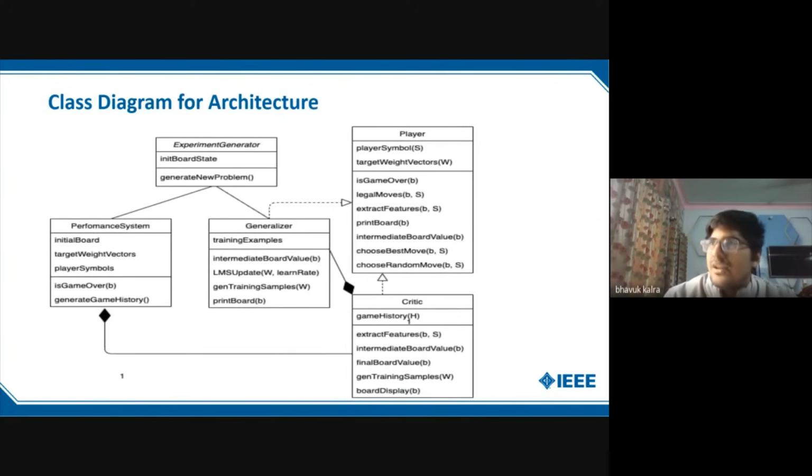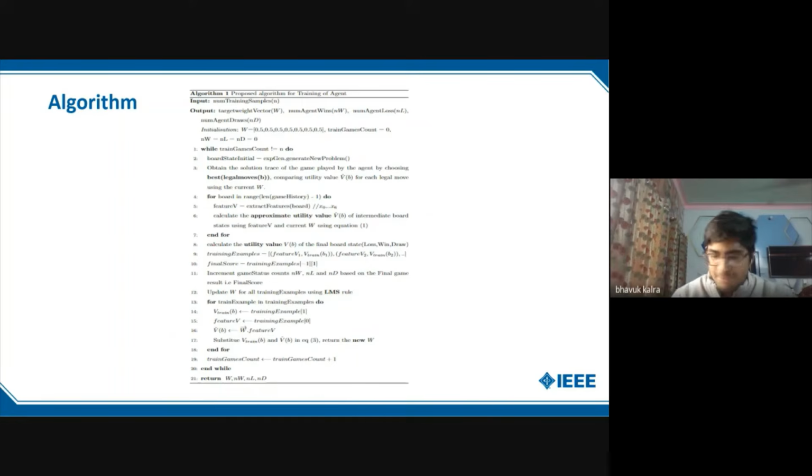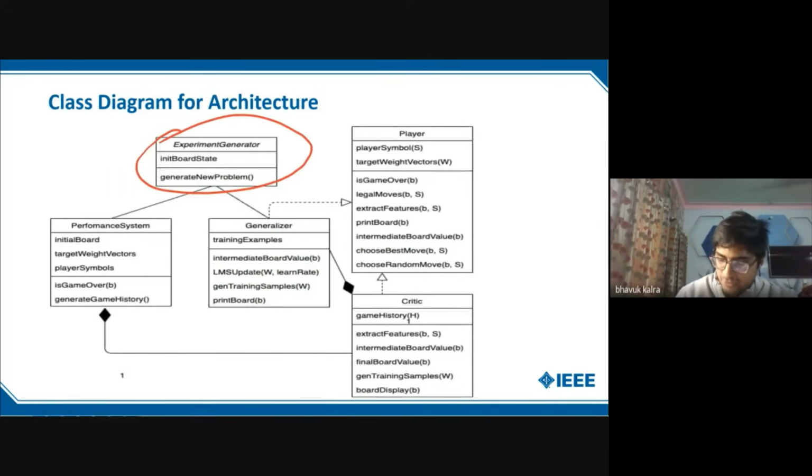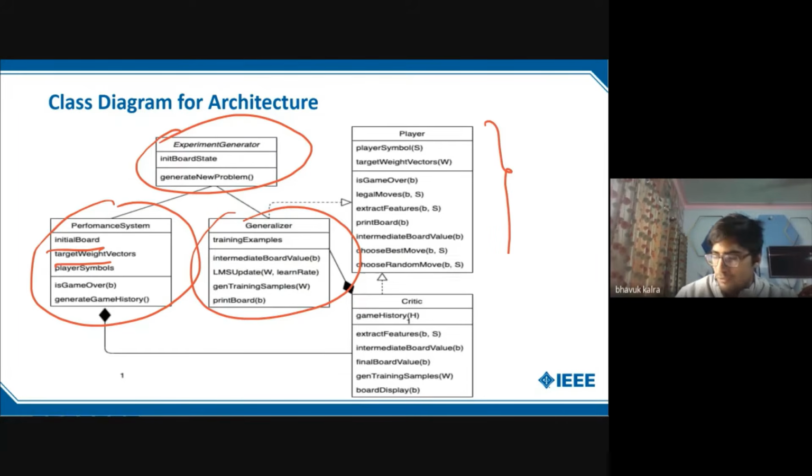So this is the class diagram for the proposed architecture. You have the experiment generator. You got the generalizer. You have the roles of the performance system variable defined, and you have got the global player with the moves defined that it will be played, the function that it can utilize, and you have the function of critics as well.